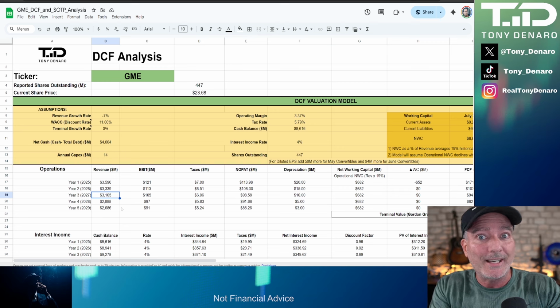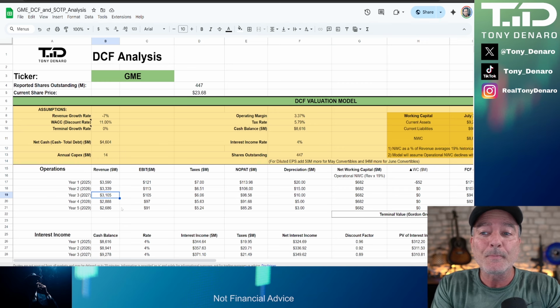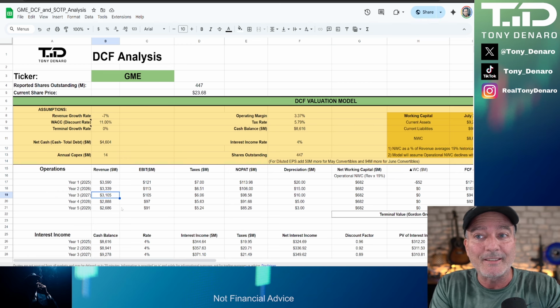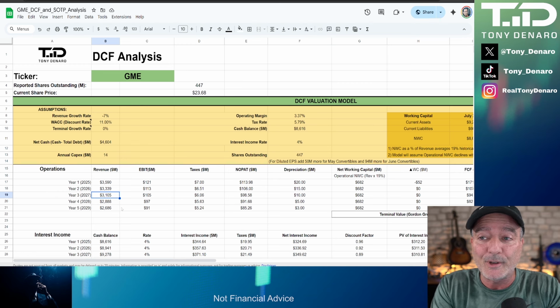Not near as pessimistic as what the analysts are predicting for GameStop. So I think that I have been more than fair in using a -7% revenue growth rate. It's not near as pessimistic as an analyst is looking at, and maybe that's why his final number came in even lower than mine for fair value.